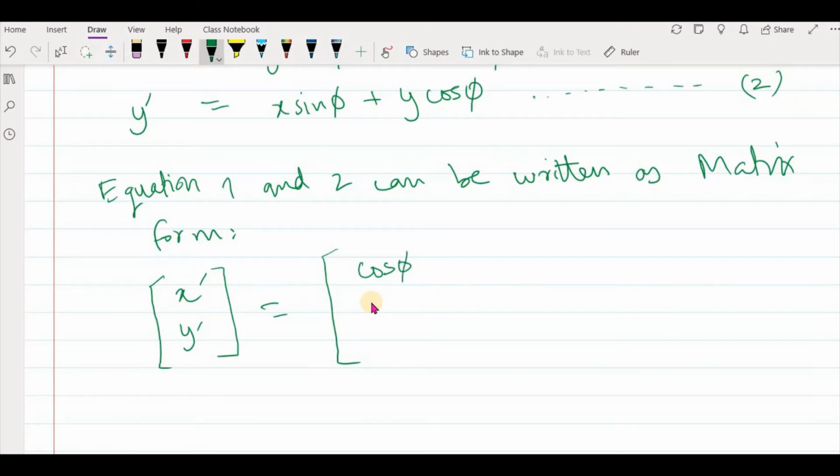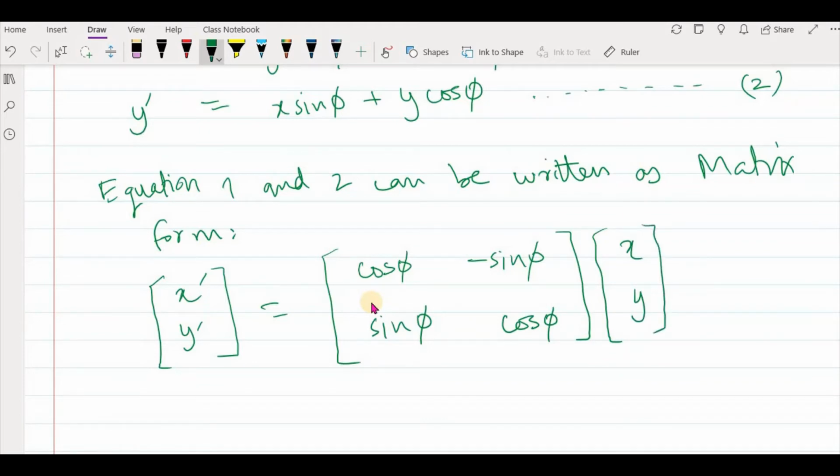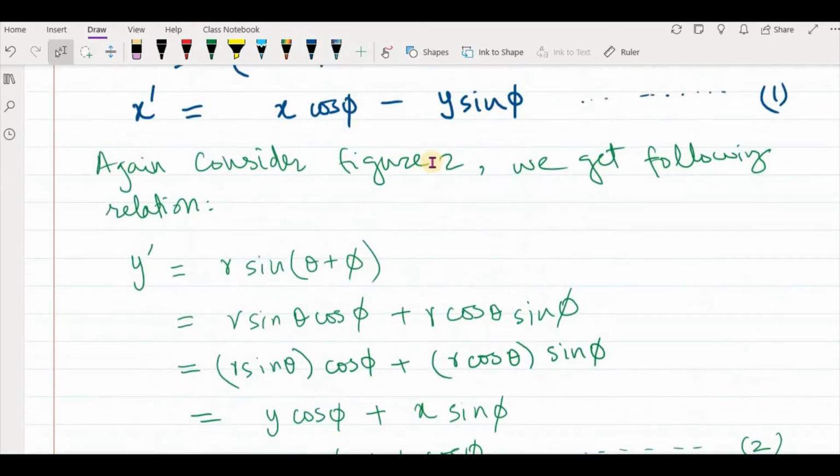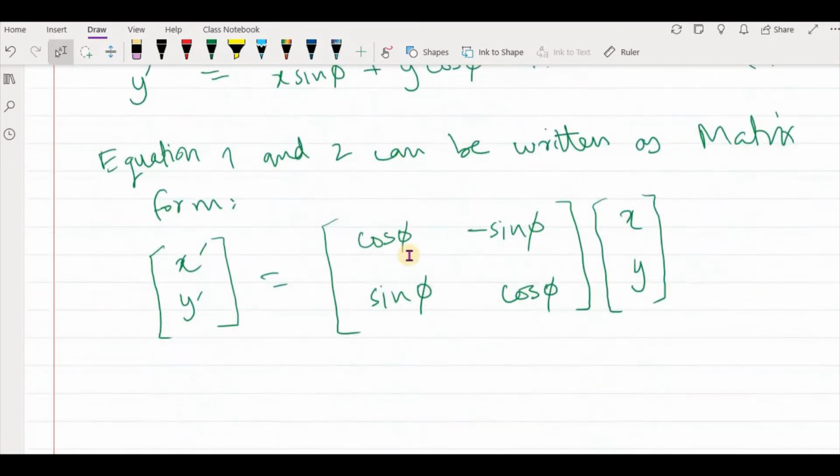Cosine of phi, minus sine phi, sine phi, cosine of phi, multiplied by x and y. So if you multiply these two matrices, we get our new coordinates. Where does this matrix come from? From these two equations here, equation 1 and equation 2.